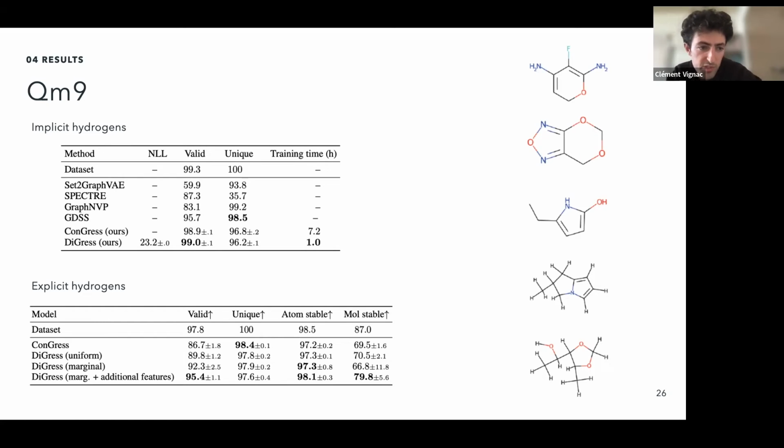So since we get good results with implicit hydrogens, we can look at explicit hydrogens, which is a bit more difficult because we have bigger graphs. You can see that if you start from Congress, then going to a discrete framework, you gain in validity. You gain again in validity if you use marginal transitions rather than uniform transitions in order to preserve sparsity. And you improve again if you add the additional features that improve the network expressivity.